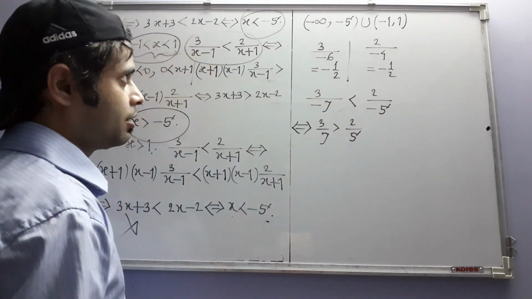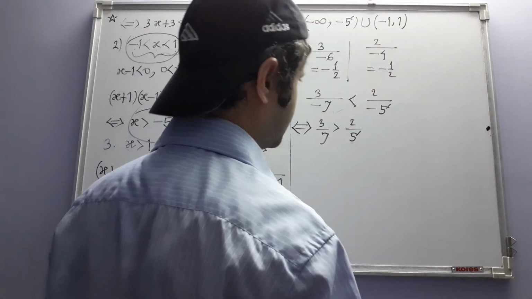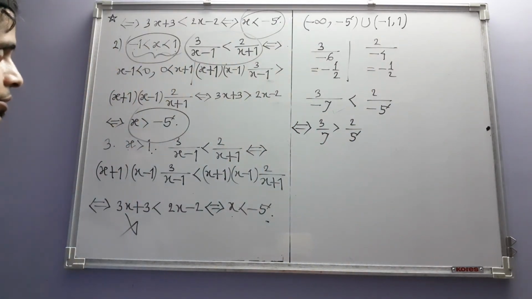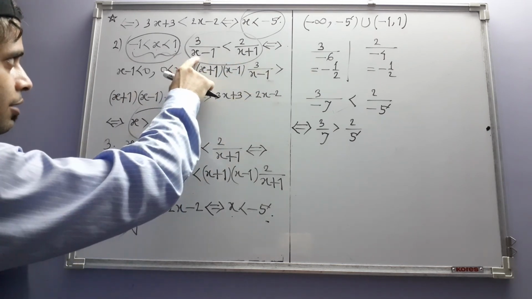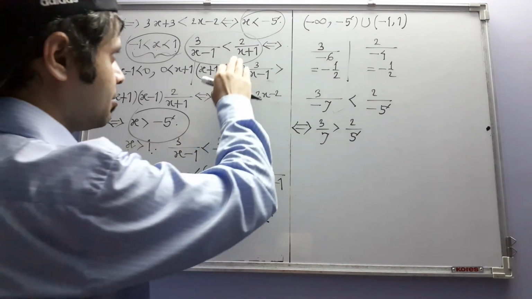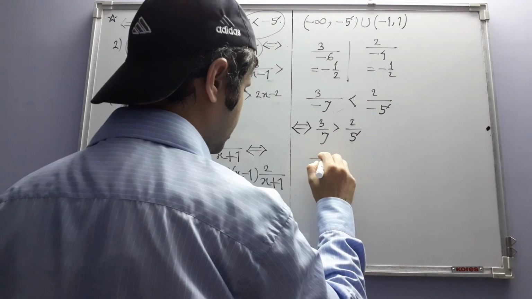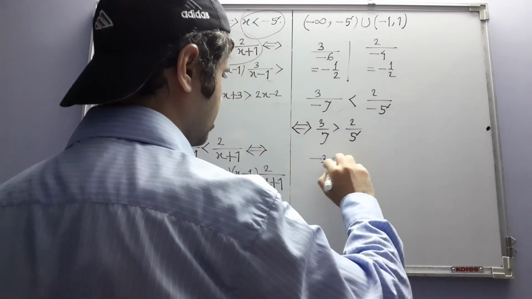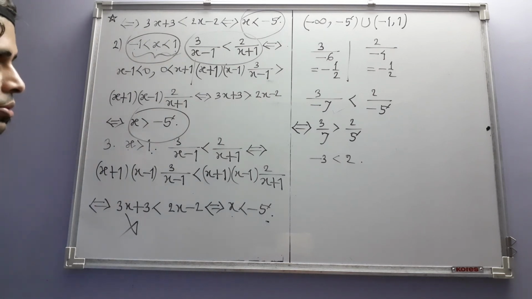Now if you take a value in between minus 1 and 1, say we can take x equal to 0. There is no harm in taking x equal to 0 now, because in the denominator we don't have x alone. We have x but not as a factor. So doing that, we get the left hand side is minus 3 and the right hand side is 2. So yes, this inequality is true.